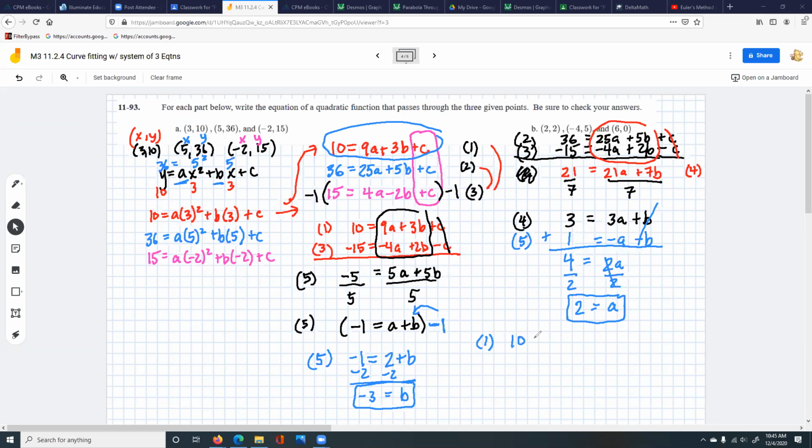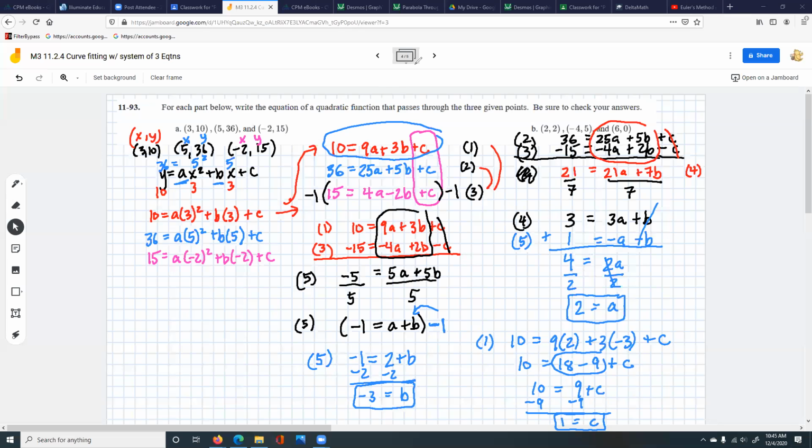So 10 equals 9a, well, a is 2, plus 3b, plus 3 times -3, b is -3, plus c, which is what we're looking for. So 10 equals 18 minus 9 plus c. 18 minus 9, well, that's 9 plus c equals 10. Subtract 9 from both sides. So c is going to equal 1, right?